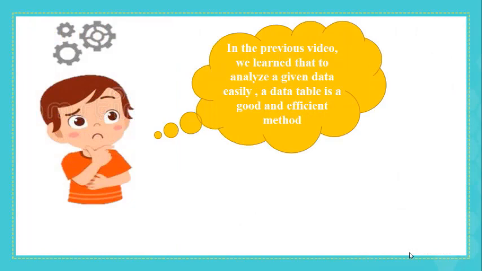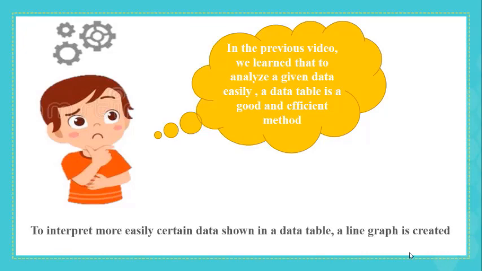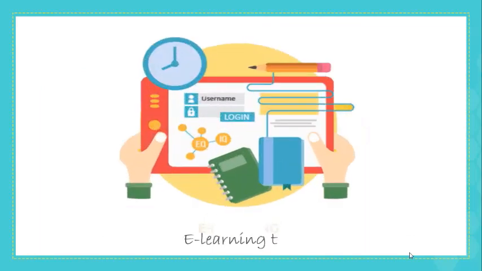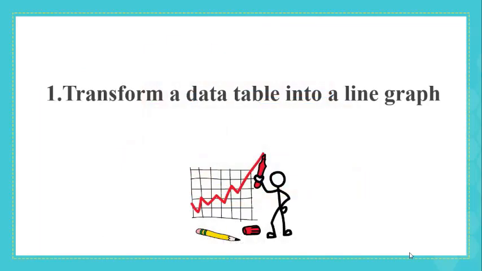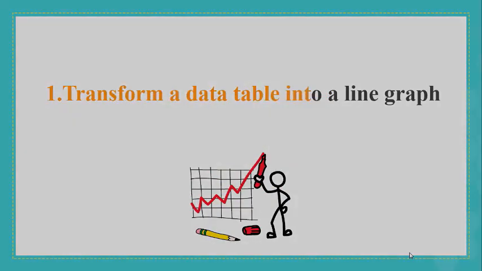In the previous video, we learned that to analyze a given data easily, a data table is a good and efficient method. But to interpret more easily certain data shown in a data table, a line graph is created. What is a line graph? How can we transform a data table into a line graph?